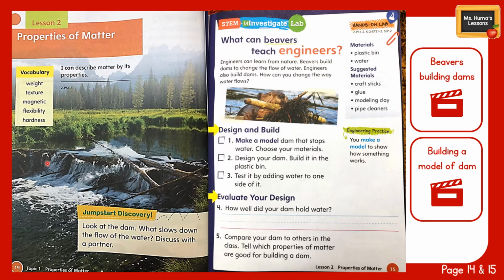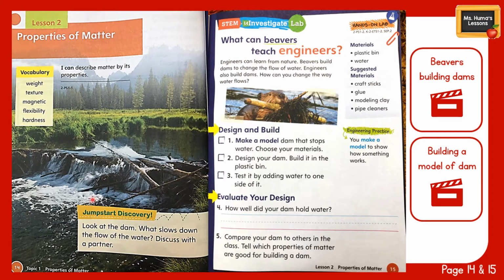Within this lesson, we are going to study some new vocabulary, that is weight, texture, magnetic, flexibility, hardness. But right now, we are going to see a dam and see how they are built. Let's read from here. Look at the dam. What slows down the flow of water?